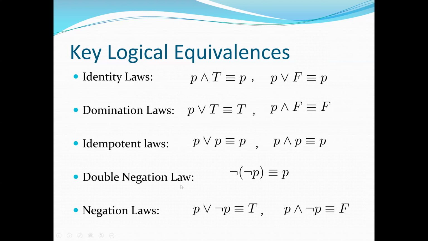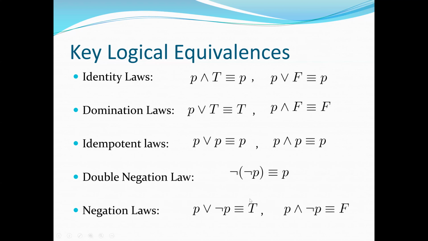Then also we have the double negation law. If you have two negations, all you need to do is cancel the two. So negate negate P will be P, because the negate cancels negate. So the answer remains P. Then that's the double negation law. Then we have negation laws.